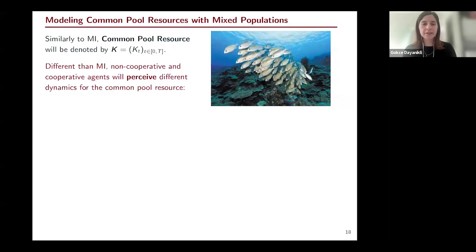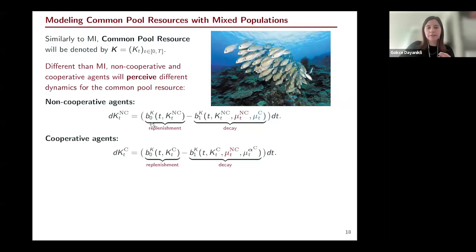Okay, so now the common pool resource part is a little bit interesting. When we first modeled this, we were a little bit puzzled. The difference is that now, different than the previous mixed individual setting, non-cooperative and cooperative agents perceive the world differently, and this is also shown in the perception of the dynamics of the common pool resource. So this B0K and B1K functions are going to be the same, but what the non-cooperative agents and cooperative agents input in these equations will be slightly different.